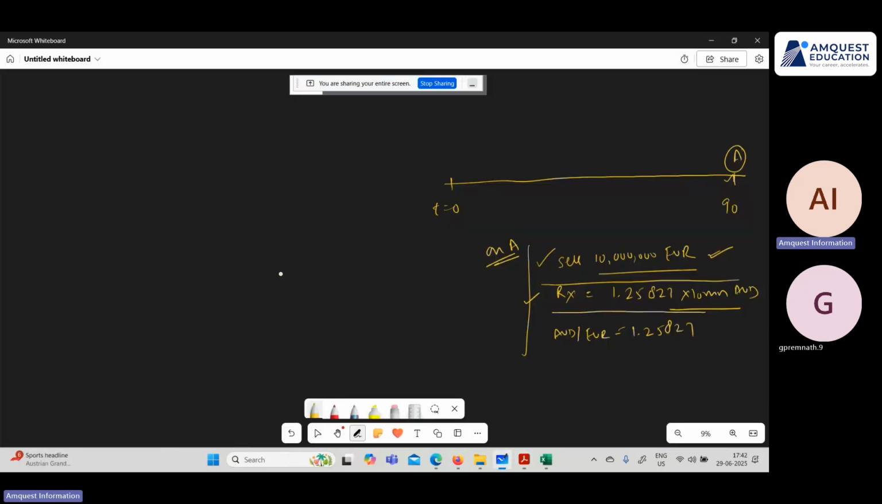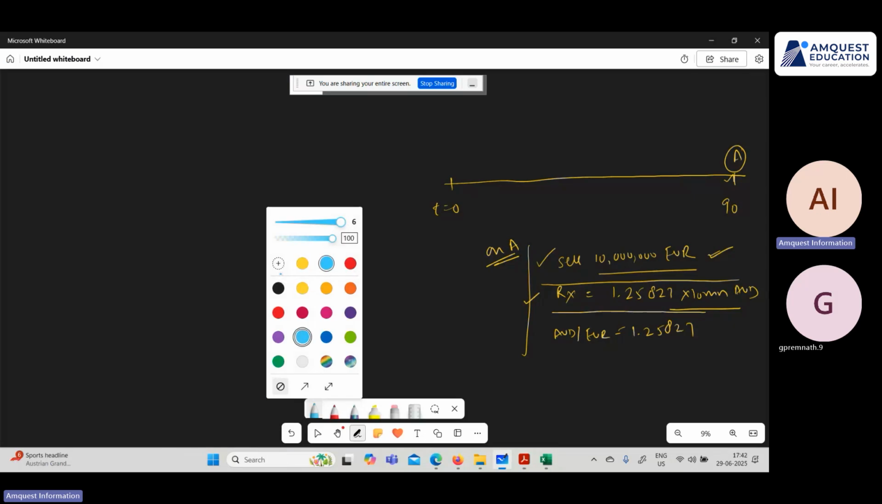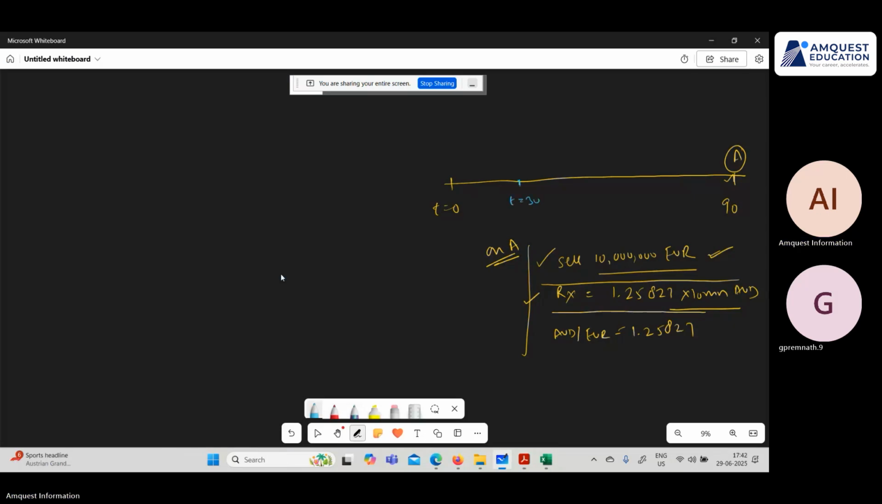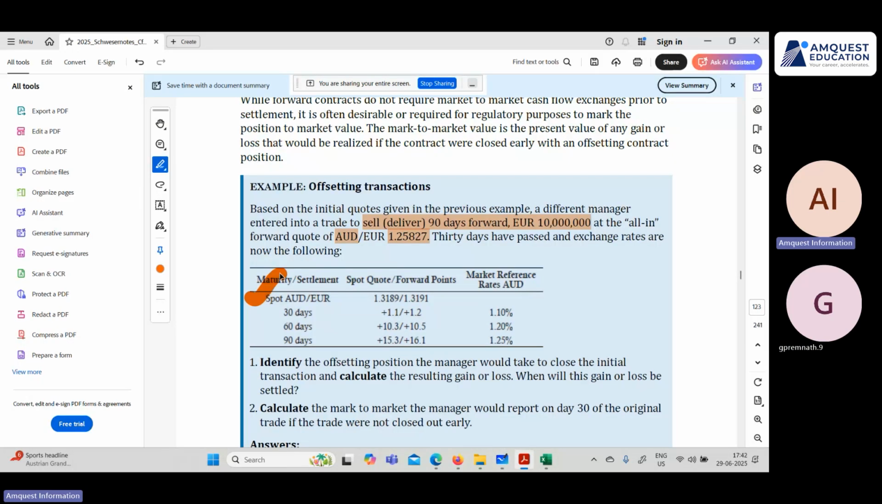Now, the one thing that I want to focus on, they use the word spot. But the important thing to consider here is this spot is as of t equal to 30. This is the spot that they talk about, which is 1.3189 by 1.3191. So when he is going to take an offsetting position, is it going to be for 60 days or 90 days? This is the first thing that you need to understand. You will take it for 60 days.